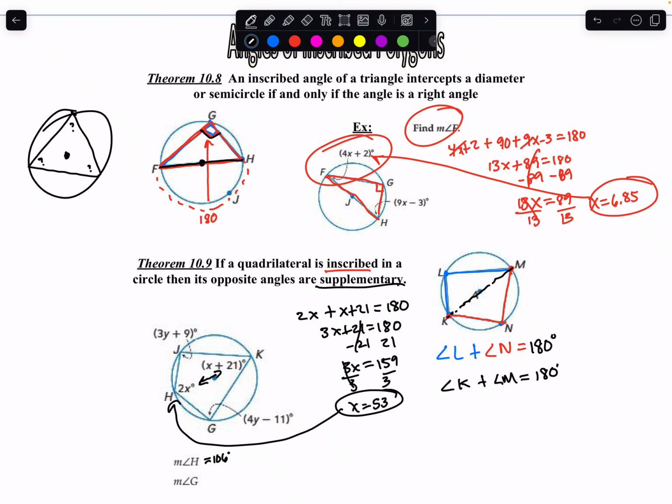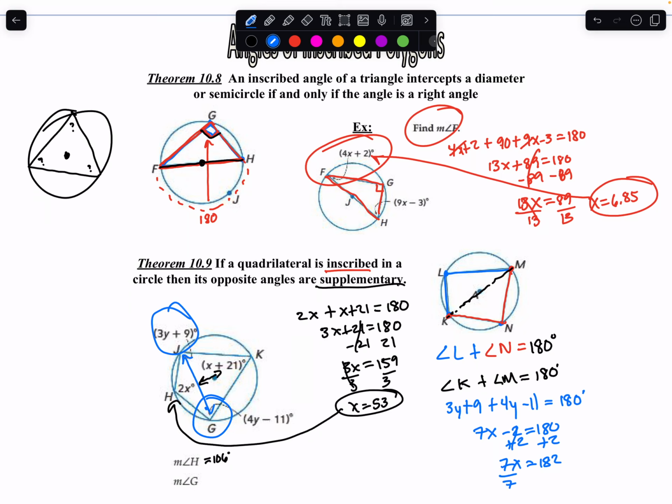Similarly for angle G, I notice that G is opposite to J. So that means that these two angles opposite of each other will add up to 180. And I can do another equation that says 3y plus 9 plus 4y minus 11 equals 180 degrees. Combine like terms. Move the 2 over. 7y equals 182.